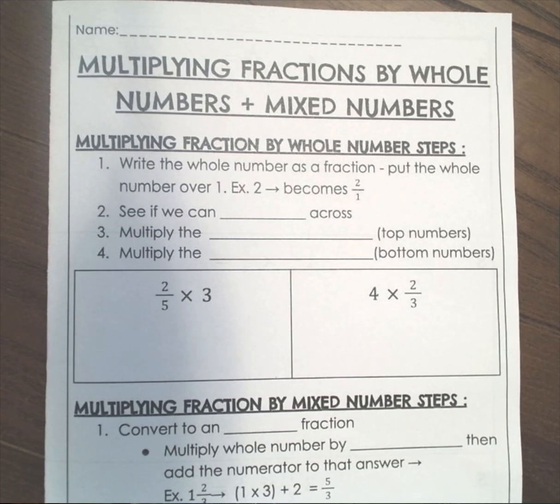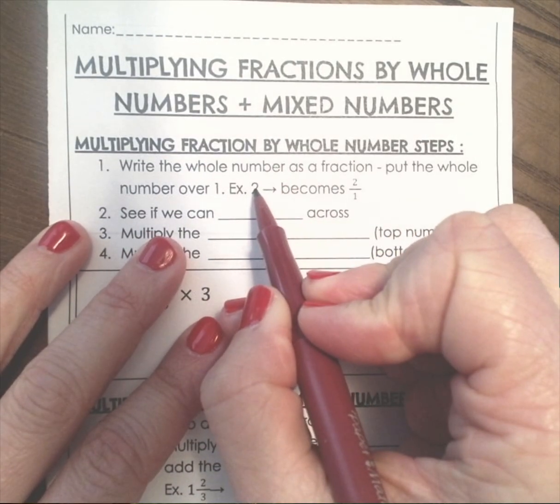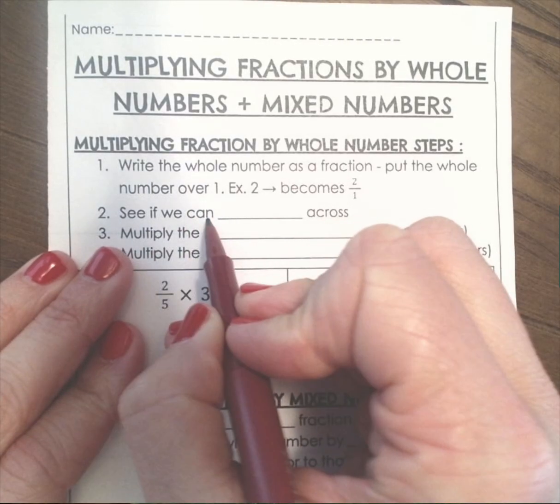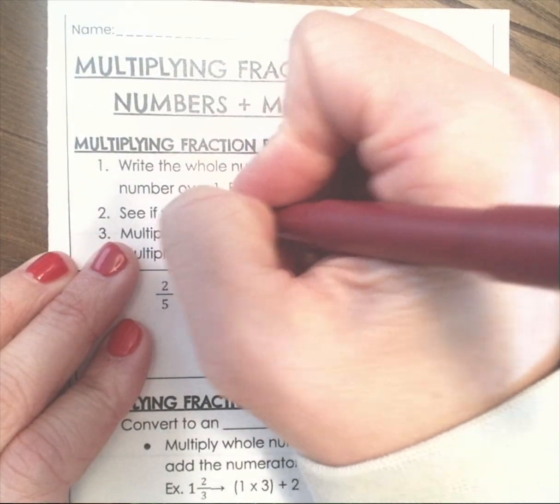Today we're going to talk about multiplying fractions by whole numbers and mixed numbers. When we multiply fractions by whole numbers, our first step is to write the whole number as a fraction by putting the number over 1. For example, if we have the whole number 2, it becomes the fraction 2 over 1. Then you're always going to check to see if we can simplify before we multiply.